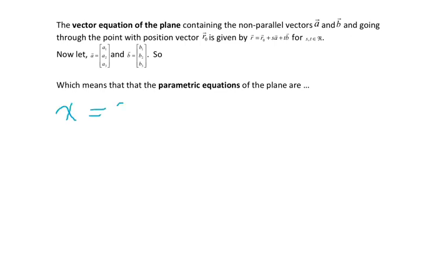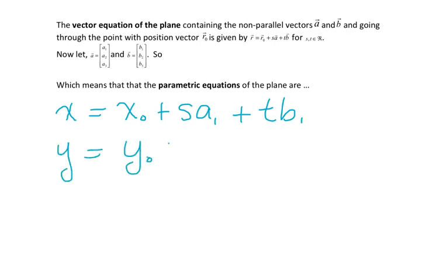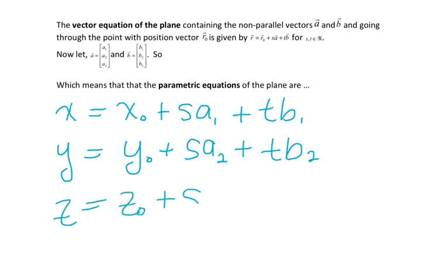So x will be the initial point plus some a1 and a scalar of b1. Y is going to be the initial point, y naught, plus s a2 plus t b2. And z, z naught, plus s a3, plus t b3. So there's my parametric form.